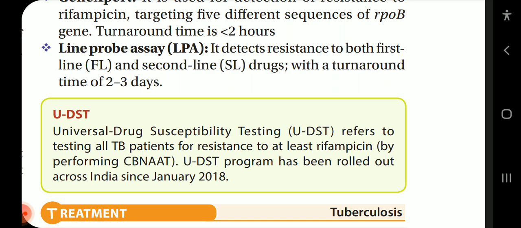So this completes our part 2 of tuberculous infections. In the next part we will be covering the treatment part and the non-tubercular infections.